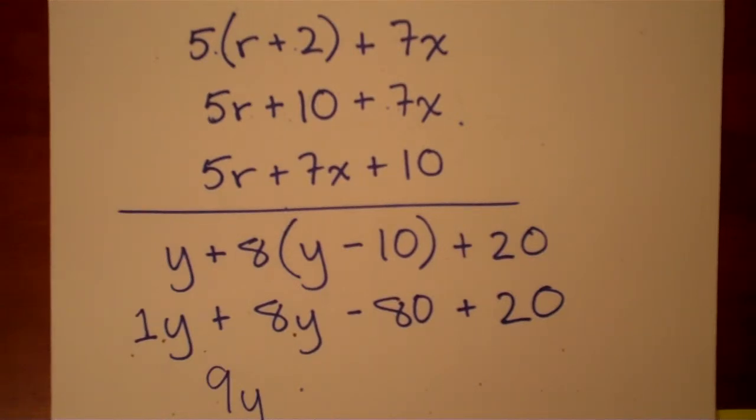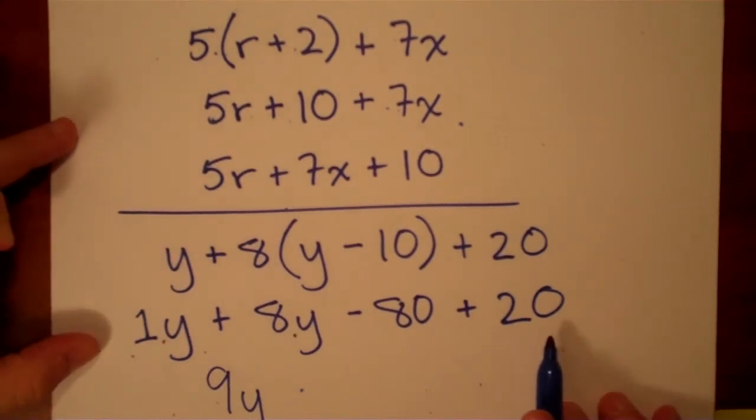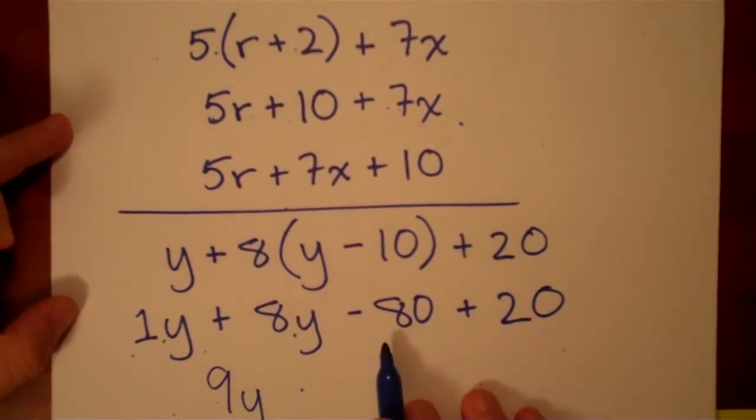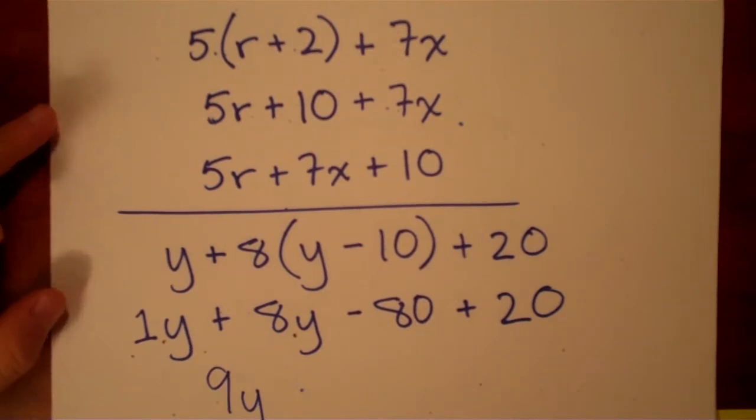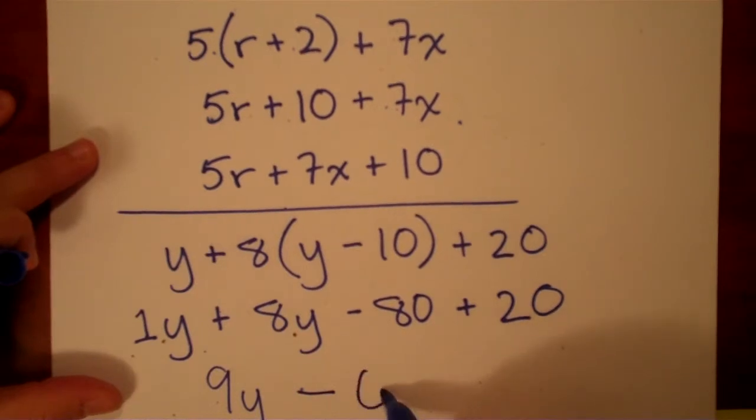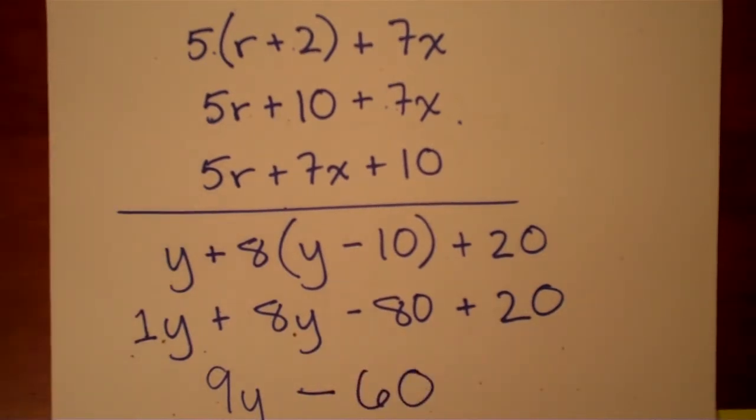Alternatively, you could think about it like add 20 first. You add 20 first and then take away 80. You're going to be at positive 20. Subtract 80 from positive 20. You end up at negative 60. So really, minus 80 plus 20, you're at minus 60. So 9y minus 60 is our simplified form for that one.